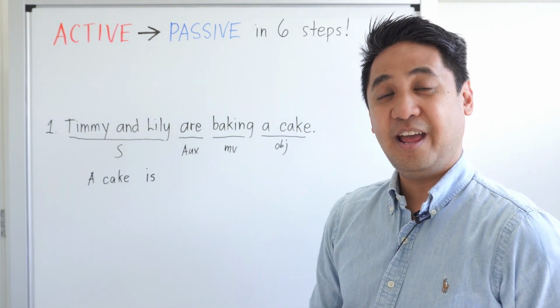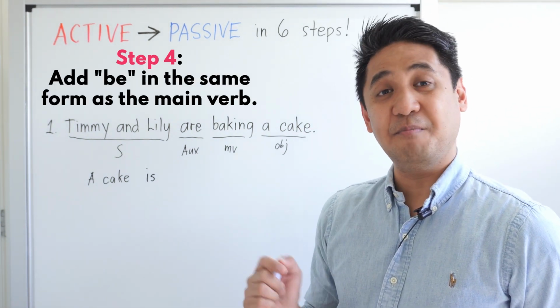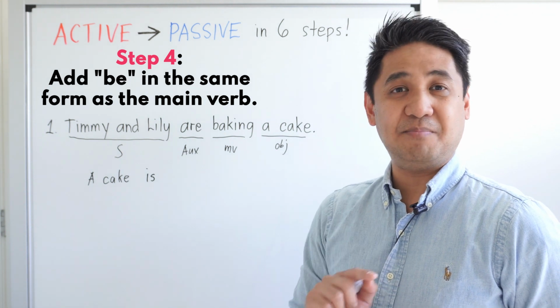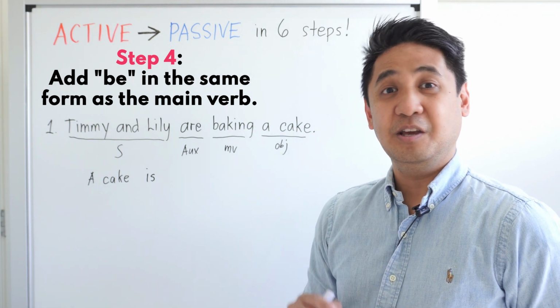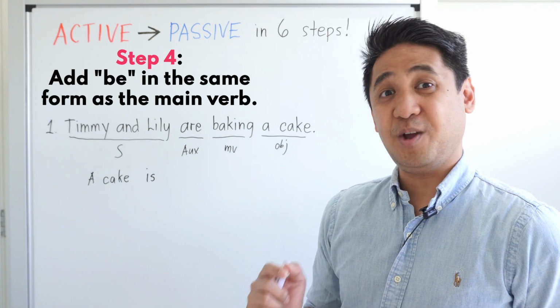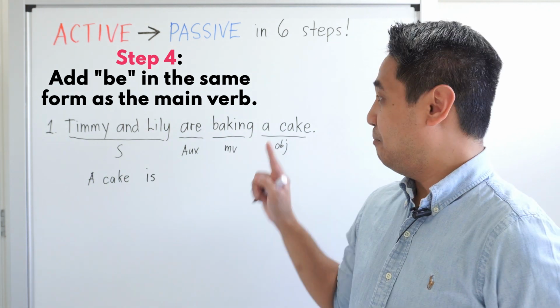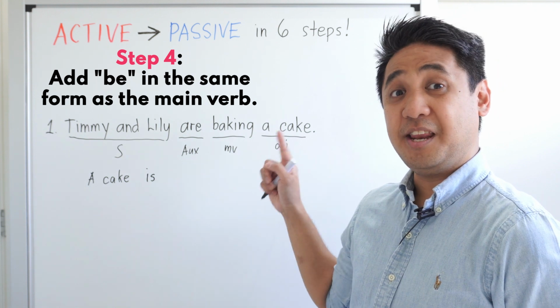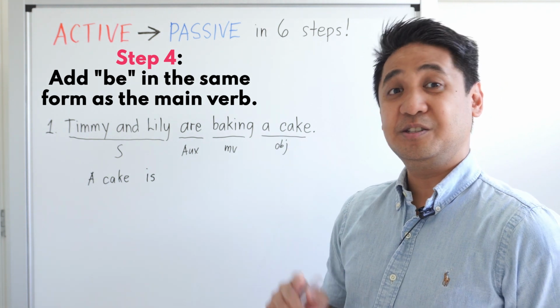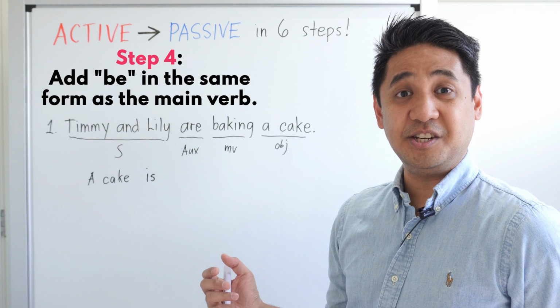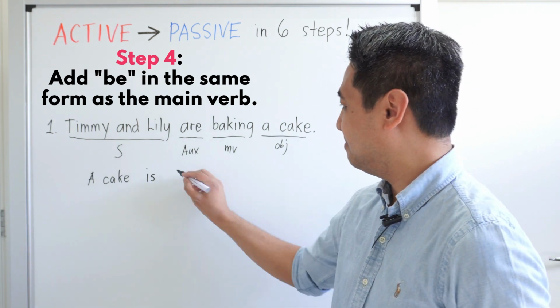Step 4. Add be in the form of the main verb. Now, this is a step that a lot of students get confused. You must use the word be, but you have to follow the form of the main verb. In our example, baking is our main verb, and its form is ing. So, be in the form of ing is being.